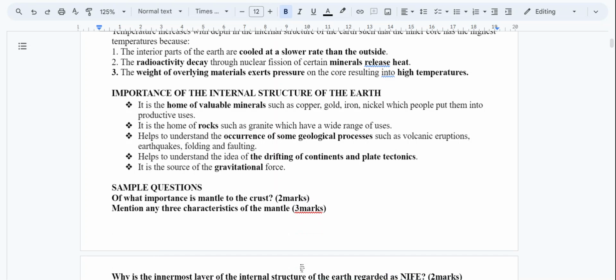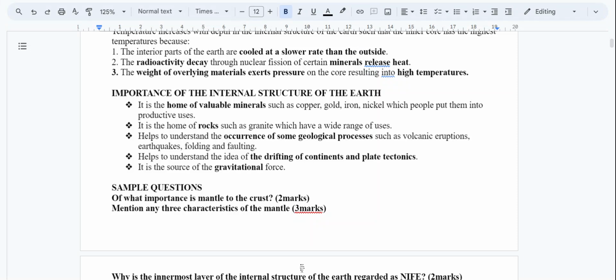Now, let's come to the importance of the internal structure of the Earth. The internal structure of the Earth is very important. Why? Because it is the home of valuable minerals, for example, copper, gold, iron, nickel, which people put into their productive uses. So, source of valuable minerals.